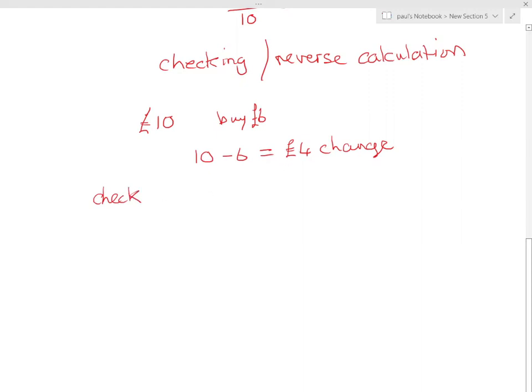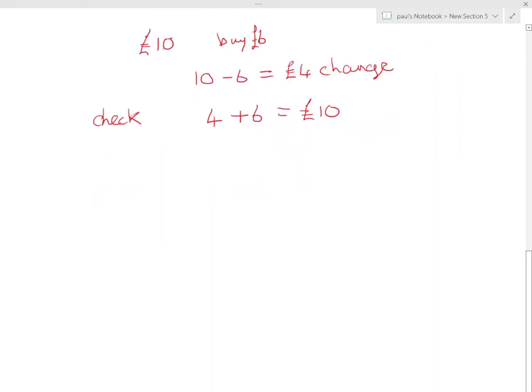Now a check on what you've done to get to £4. So if you've got £4 change and you know that you bought something to the value of £6, if you add those two numbers together they should make 10. So the check is reverse, going the other way. So we're going to go 4, so we got the 4, and then we're going to add the 6, and that should equal £10. So that is what a reverse calculation is. You don't have to go all the way back through the calculation. So just the end bit will do.